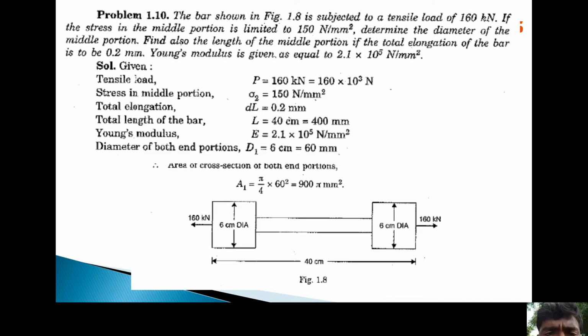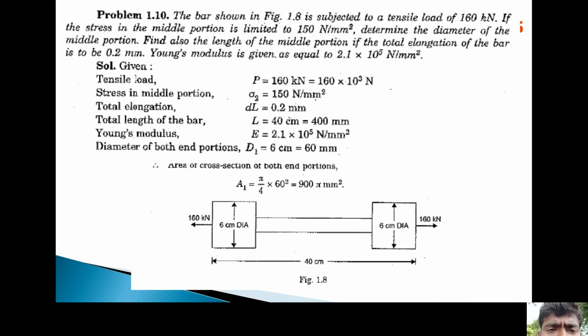Next, this is another problem. The bar as shown in figure is subjected to a tensile load of 160 kilonewtons. If the stress in the middle portion is limited to 150 Newton per mm square, determine the diameter of the middle portion. Find also the length of the middle portion if the total elongation of the bar is to be 0.2 mm. Young's modulus is given, that equal to 2.1 into 10 power of 5 Newton per mm square.